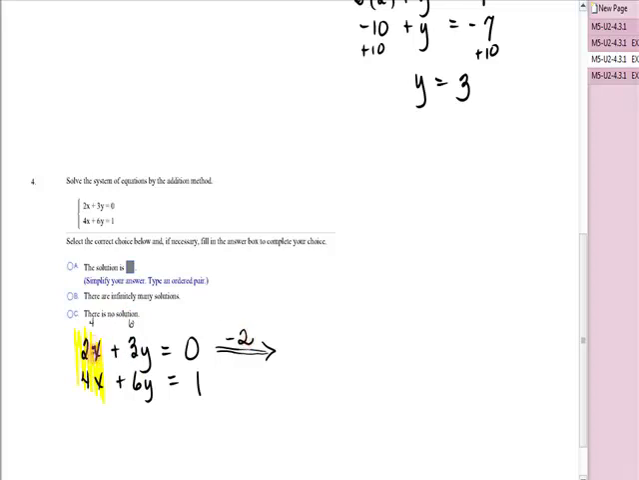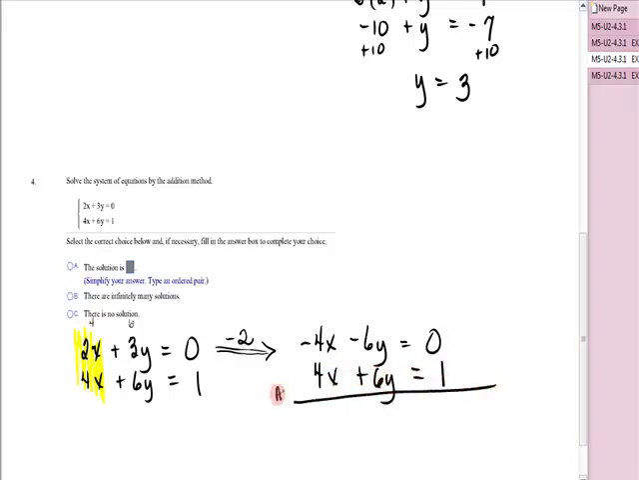So -2 times 2x is -4x. That's good. That's what I wanted. -2 times 3y is -6y. -2 times 0 is still 0. Underneath it, I have 4x plus 6y is equal to 1. And I'm ready to add.